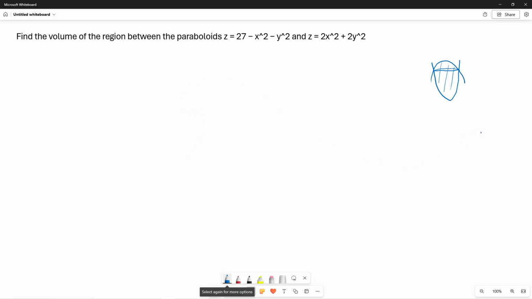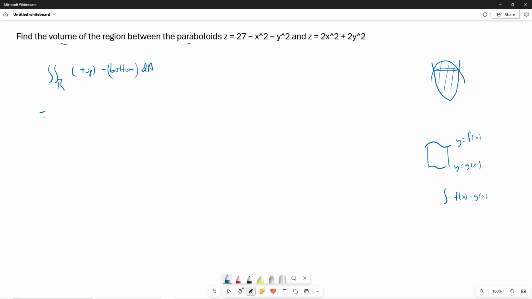So in one variable calculus, if you have two curves, y equals f of x and y equals g of x, you want the area between them, then you would do the integral of the difference, the top curve minus the bottom curve. So if you want the volume between two surfaces, you'll do the double integral of the top surface minus the bottom surface.